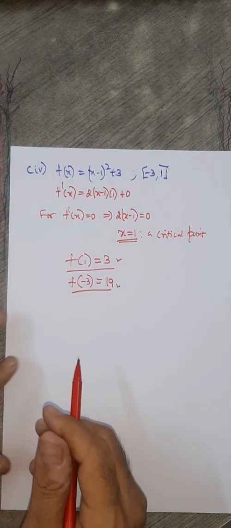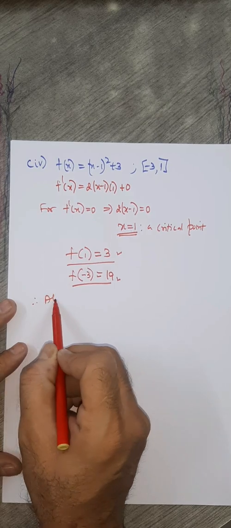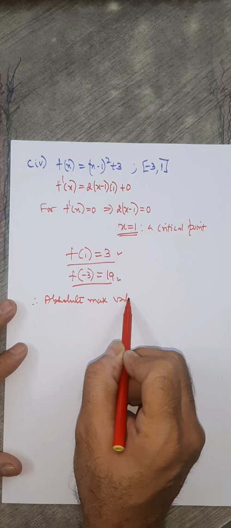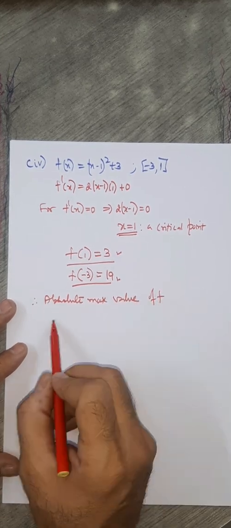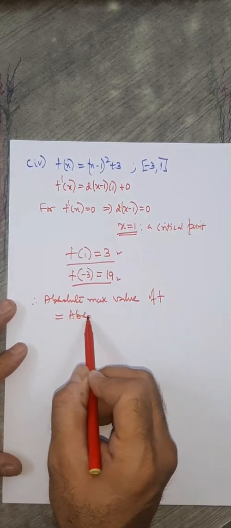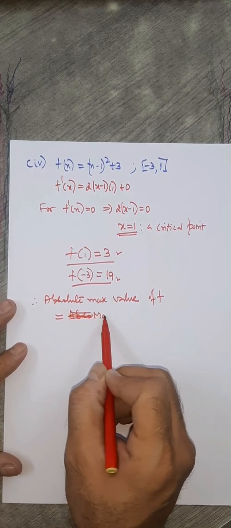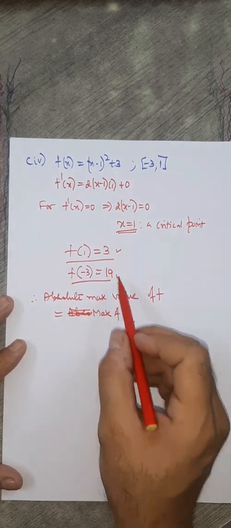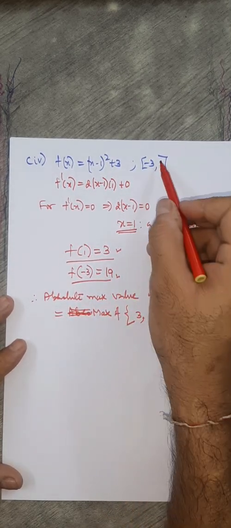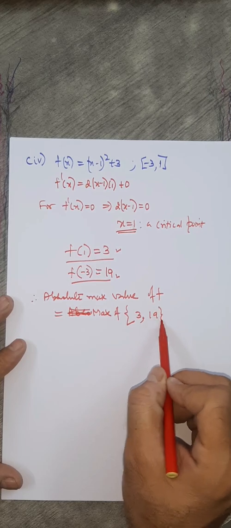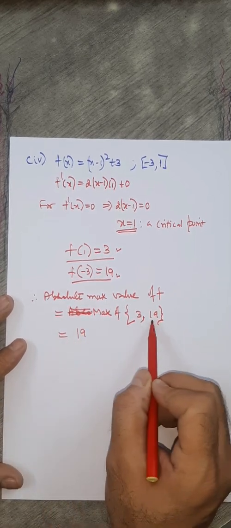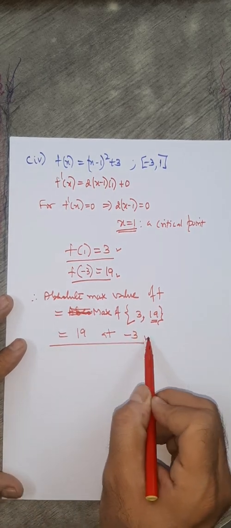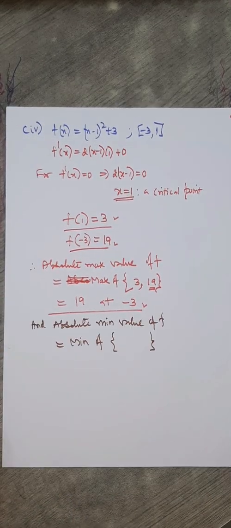Okay, so now therefore the absolute maximum value of f equals the maximum of the turning point, that is 3, and the endpoints, one of which is 3 itself, and the other one is 19. So the highest is 19 here, and where is it obtained? At minus 3. Fine, so here it's like this.